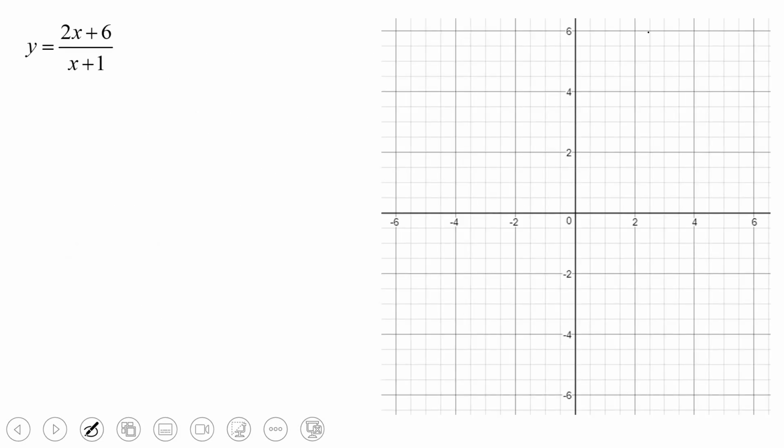Example number 2. Remember our first step: if we can, we want to rewrite this in factored form. So let's factor out the 2. I'm left with x plus 3 over x plus 1. Okay, so I'm not able to simplify anything. Now, whether you start with identifying the horizontal or the vertical asymptote is up to you. You just want to be consistent with what you're doing.